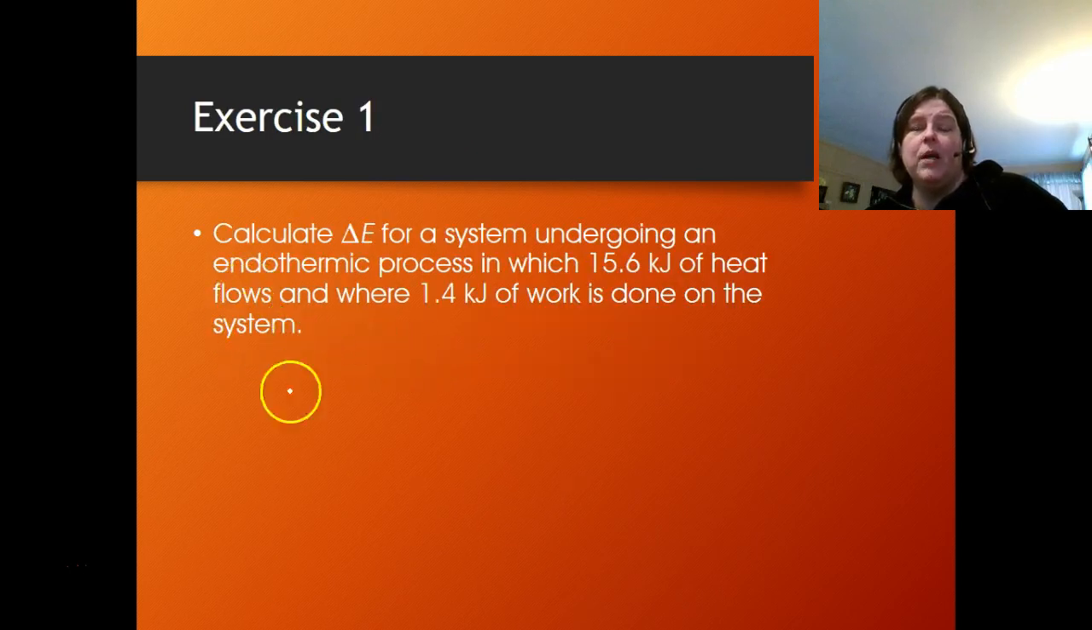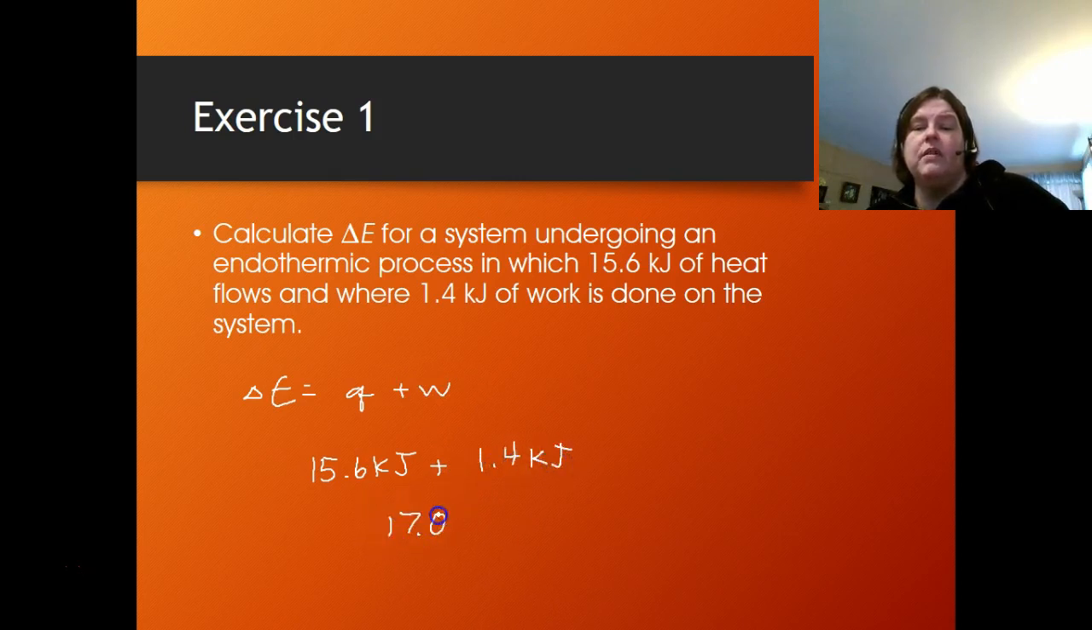So we know it's endothermic, which means that delta E is equal to Q plus W. Q here is the 15.6, and it's endothermic, so it's going to be positive, 15.6 kilojoules, plus the work. Work is being done on the system, so that is also positive. So we get 17.0 kilojoules for our answer. Pretty simple.